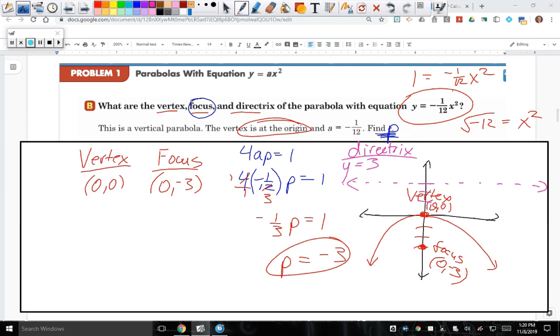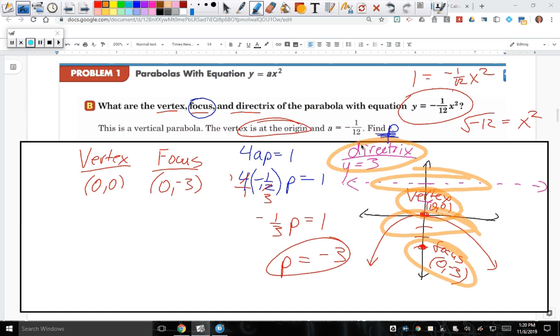Okay? So here are the points. Each circle will give you 10. And if you get them all, double your score. And then you tell me the score. So the vertex, the focus, drawing the parabola, drawing this dashed line of the directrix, labeling the directrix, finding P, and let's see, 1, 2, 3, 4, 5. That's it. 6.